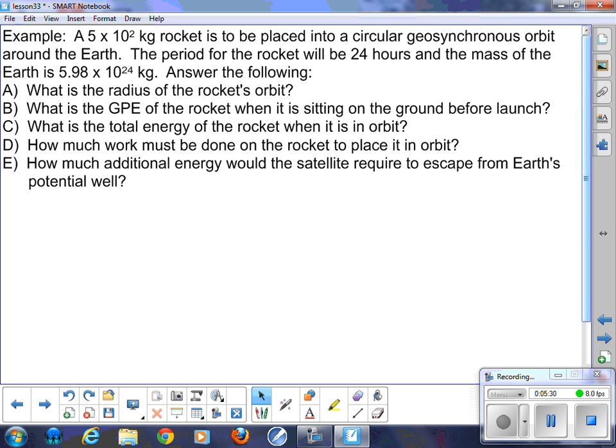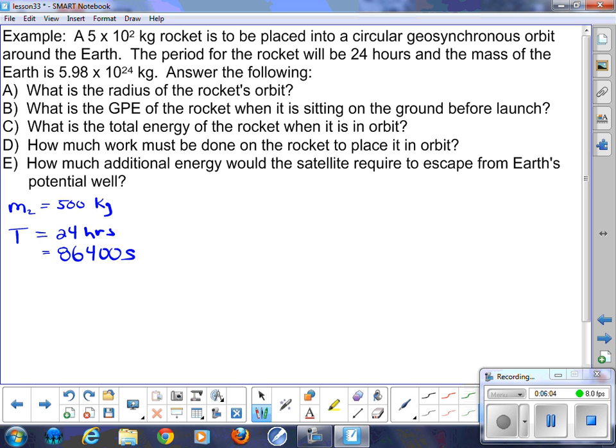So we have a 500 kilogram rocket. They want to put it in a circular geosynchronous orbit around the Earth. The period, so I'm going to start writing down some information here. First of all, we know m2 was 500 kilograms. We're going to put it into orbit. We know the period is going to be 24 hours. Now remember, we want that in seconds, so we'd have to multiply it by 60 because we do work with the physics in SI.